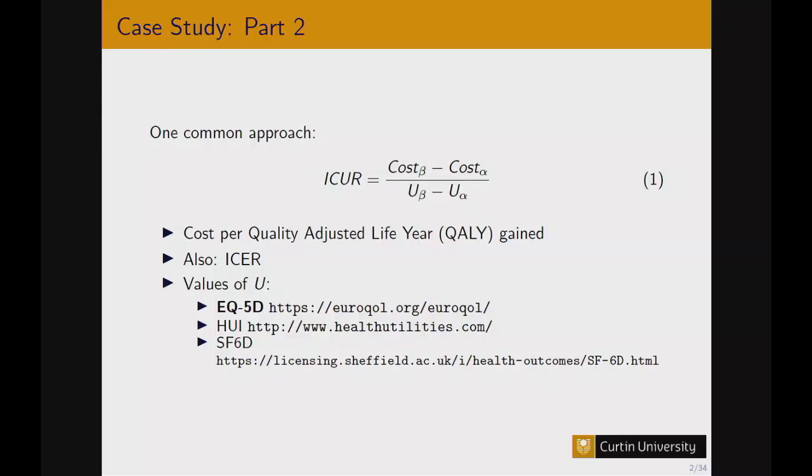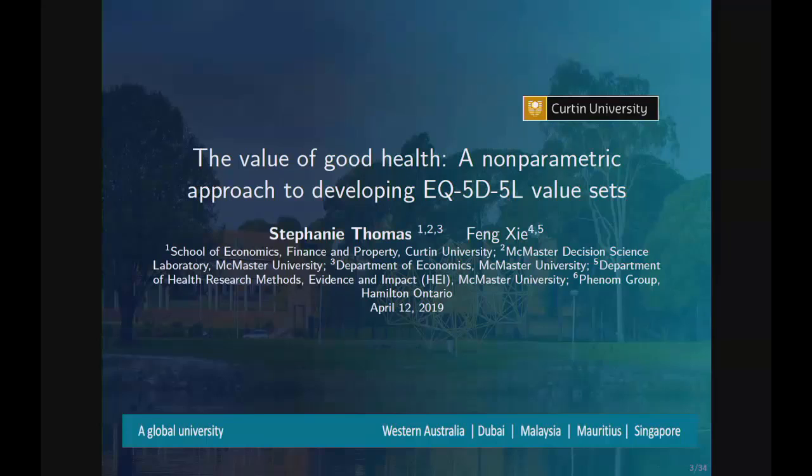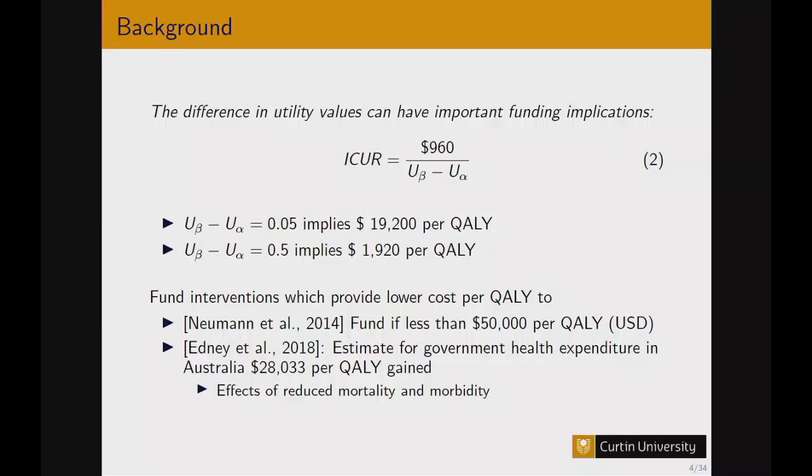There are others. So there's one called the AQoL-8D and one called the SF-6D. So these are patient-reported outcome measures where you ask people how they feel about their health or ask them to rate their health. And then there's some number that we're going to attach to it. So the point of my talk today is how we might go about assigning numbers to different health states that people might report. So the difference in utility values here can be very important for funding applications.